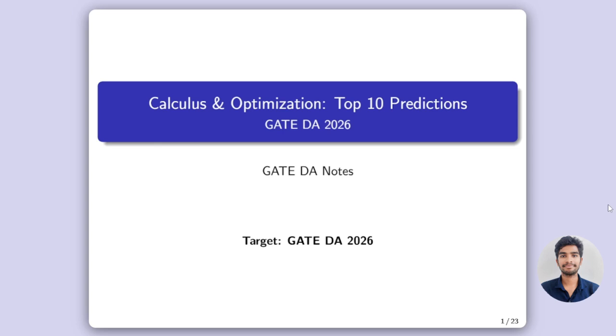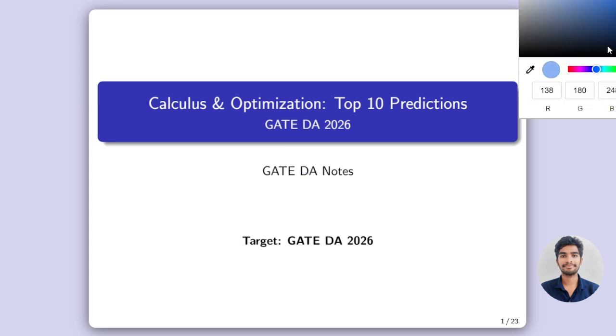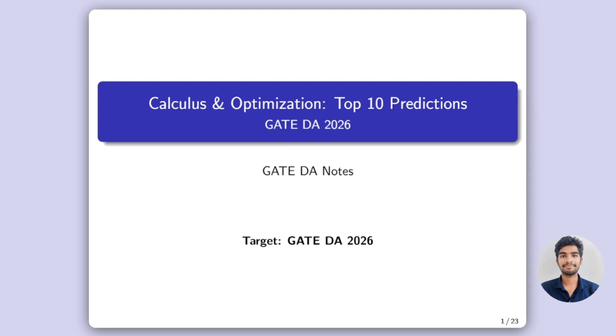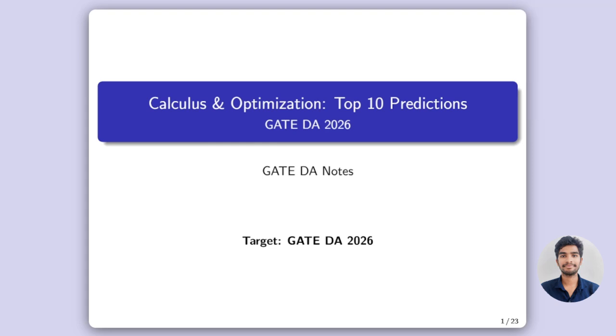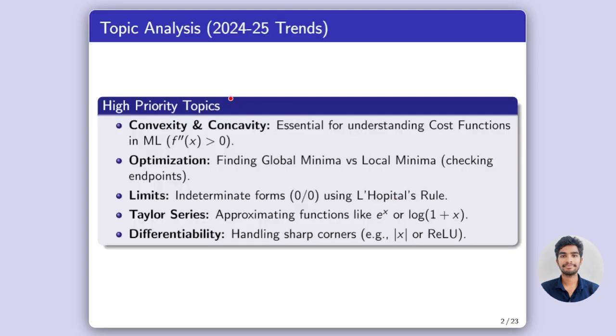Here we observe calculus and optimization: the top 10 predictive questions of the GATE DA 2026 exam. So here we practice for the GATE 2026 exam. Let me explain. Okay. Here are the calculus and optimization top 10 predictive questions based on the 2026 exam. Next, let's start.